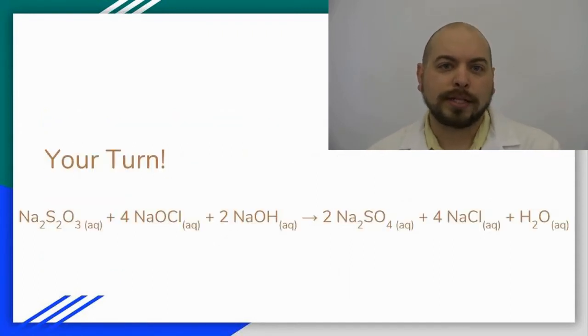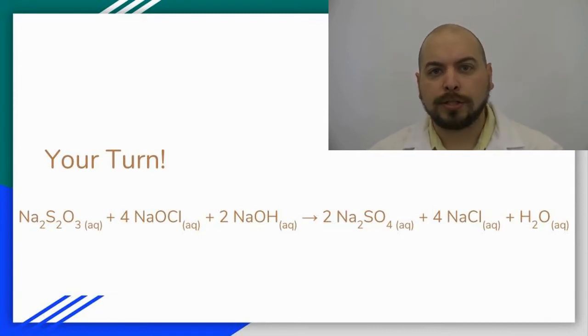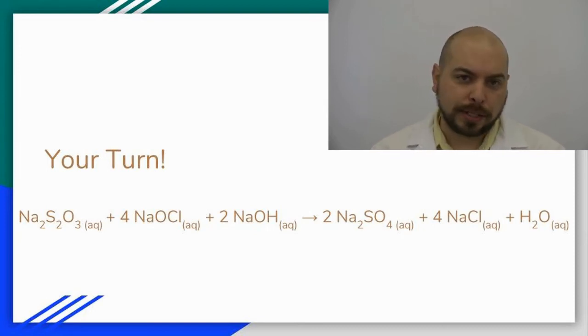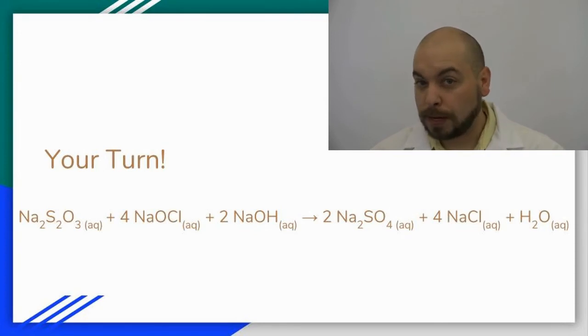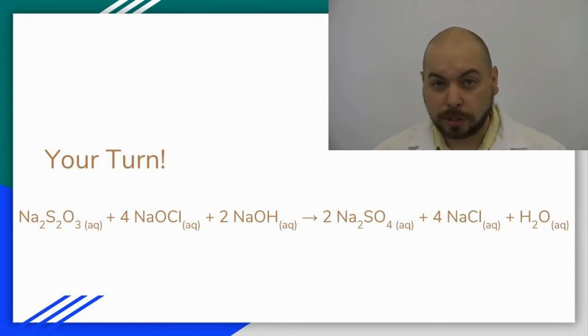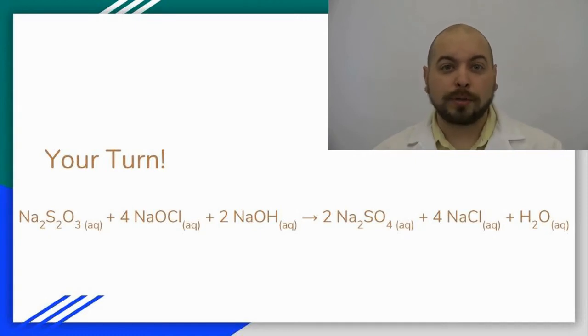So let's take a look at the next practice problem. Now, in this practice problem, we are dealing with sodium thiosulfate, Na2S2O3. We combine it with sodium hypochlorite, NaOCl, and sodium hydroxide, NaOH. They are going to react to yield, in this situation, sodium sulfate, Na2SO4, sodium chloride, NaCl, and water. So here's our chemical reaction. This is a molecular form.